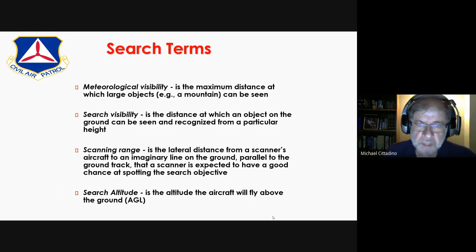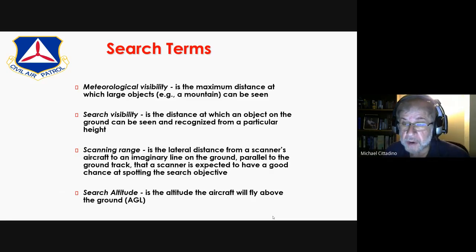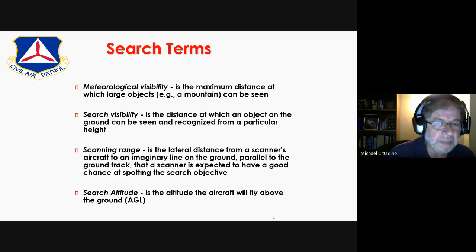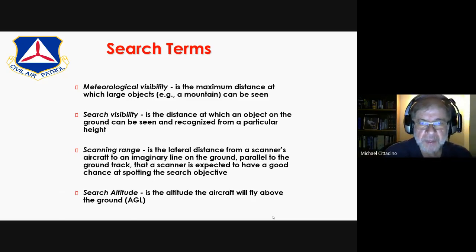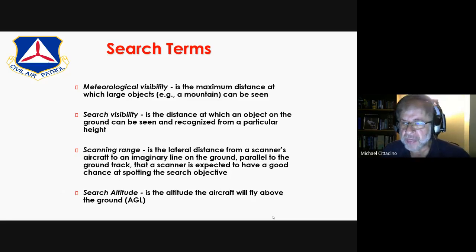Then we have search visibility, which we had discussed before, which is basically how far out of the aircraft we can see something and still be able to recognize it. If you remember, for CAP, that's typically how far out of the aircraft at 1,000 feet we can expect to see and recognize the vehicle on the ground.